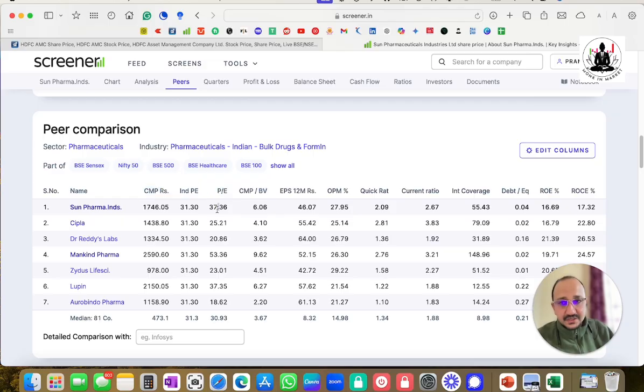For example, if the PE ratio of Sun Pharma is 37 and the PE ratio of TCS could be around 30 or 32, I can't compare it with TCS. So ratios should be used only for comparison within the same sector, not across different sector companies, right? So this peer comparison should be for the same sector. This is pharmaceutical, so we have to see which sector company I am dealing with. Sun Pharma, Cipla, Dr. Reddy, Mankind, these are all pharmaceutical companies. So I can relate them amongst themselves, but not with another company from a different sector, right? This is the first thing you should know.